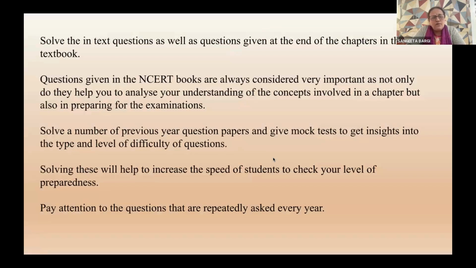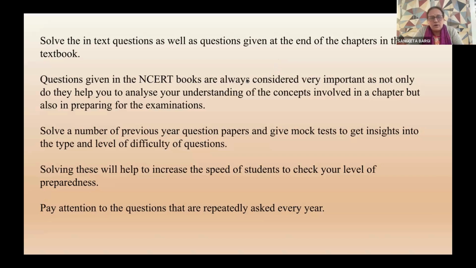Now, while you are preparing from the NCERT textbook, chapter-wise, whether you are taking physics, chemistry, or biology, whatever you're comfortable with as you have planned, after reading the entire lesson, try to solve all the in-text questions. Those are given in between the chapter. And then also try answering the questions that are given at the end, as these are considered to be very, very important.